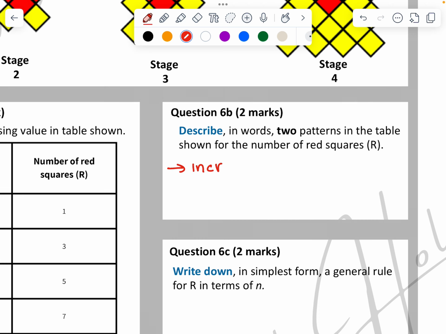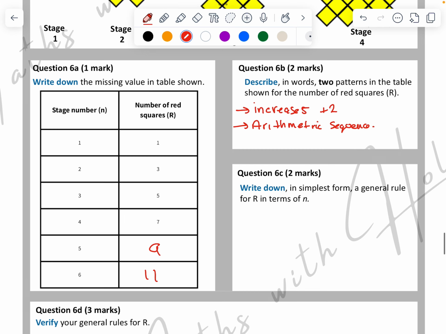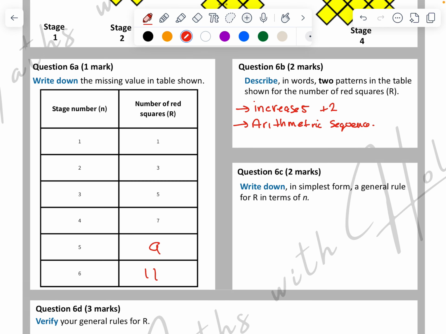So describe in words 2 things that we notice. So it increases by plus 2 each time. And the second thing we notice, well, the difference is the same. It's an arithmetic sequence, isn't it? Okay, then it says, write down in the simplest form the general rule for R in terms of N.